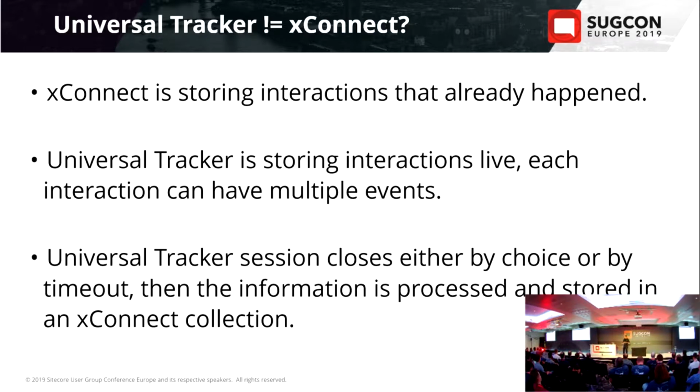So like I mentioned, xConnect is storing interactions that have already happened. It's based on the end of your session. But Universal Tracker is actually storing events and interactions live. So as soon as you're throwing the data at it, Universal Tracker is storing that data, and you can forcefully close a session in order to have that process a little bit faster than waiting for sessions to finish and for interactions to be closed.